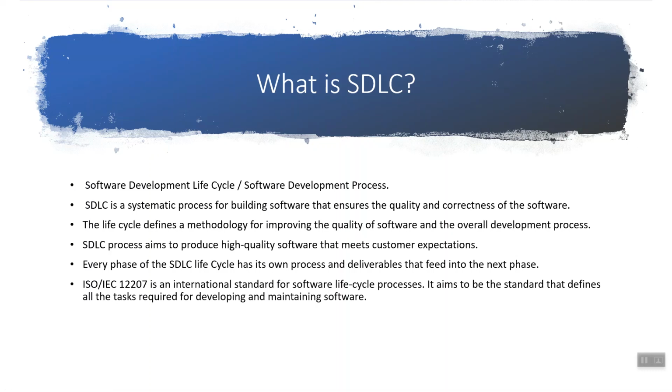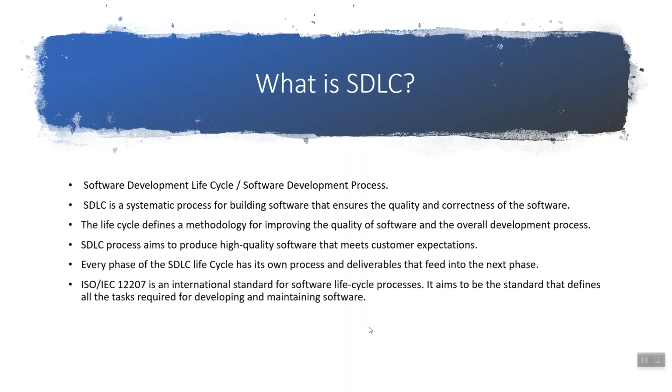So there are different phases of software development lifecycle. Every phase of the software development lifecycle has its own process and deliverables that feed into the next phase. ISO or IEC 12207 is an international standard for software lifecycle processes. It aims to be the standard that defines all the tasks required for developing and maintaining the software.